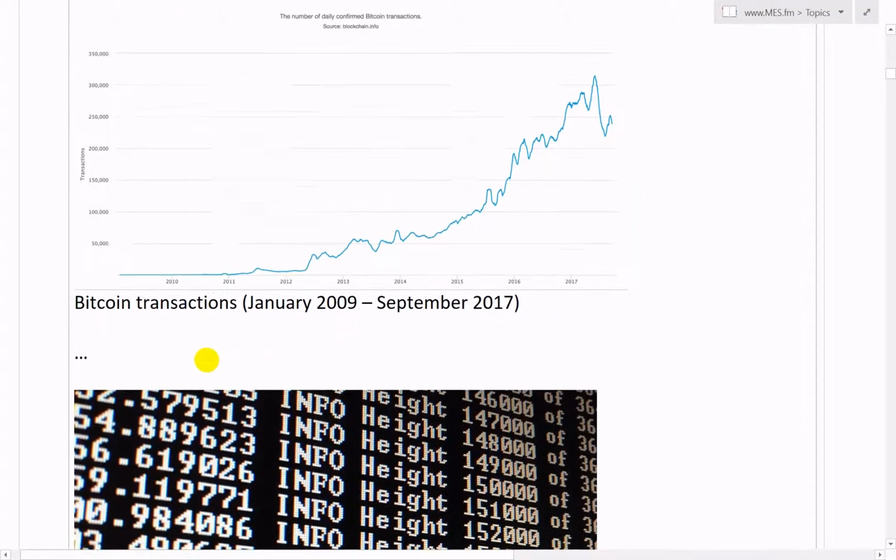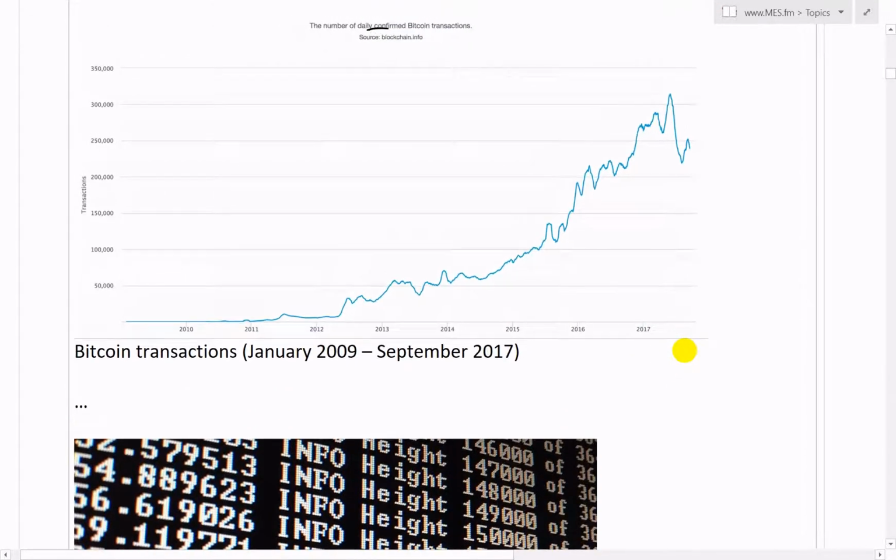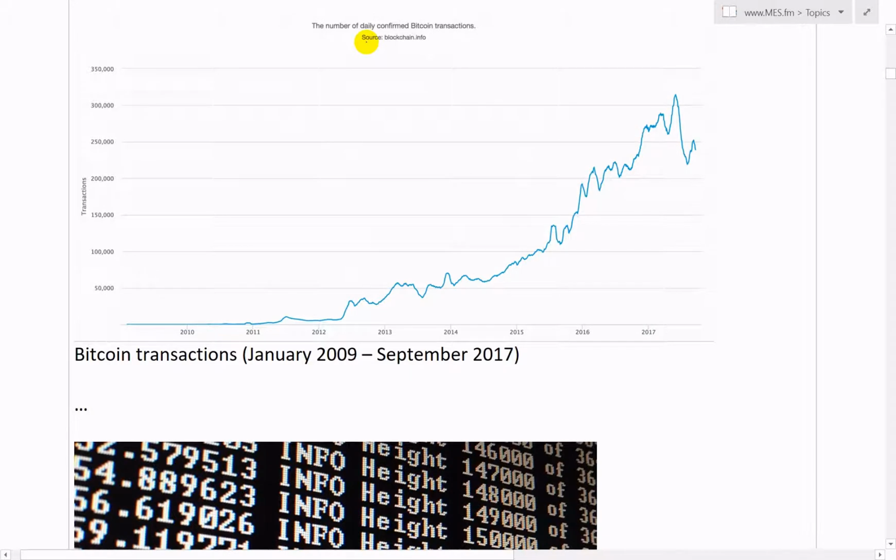And here's just an illustration of the number of daily confirmed Bitcoin transactions here, and this is from January 2009 to January 2017.